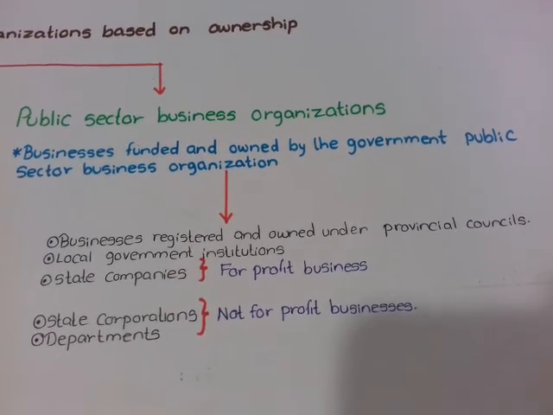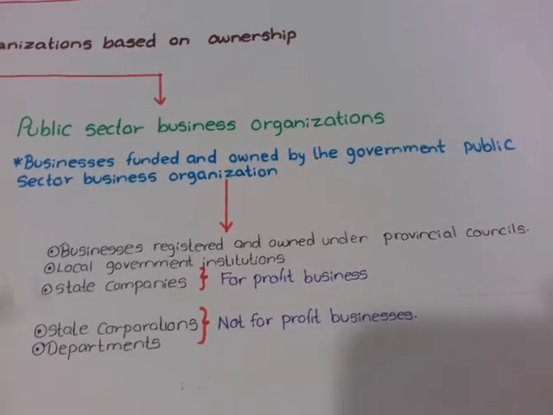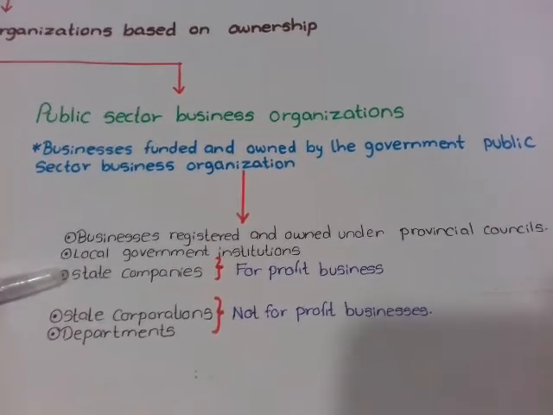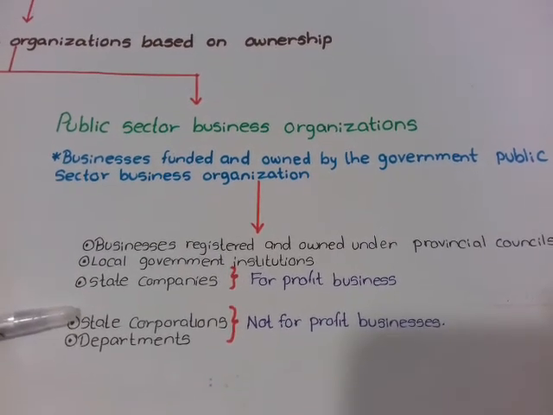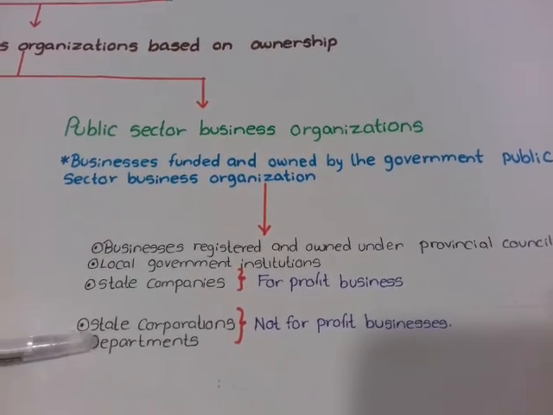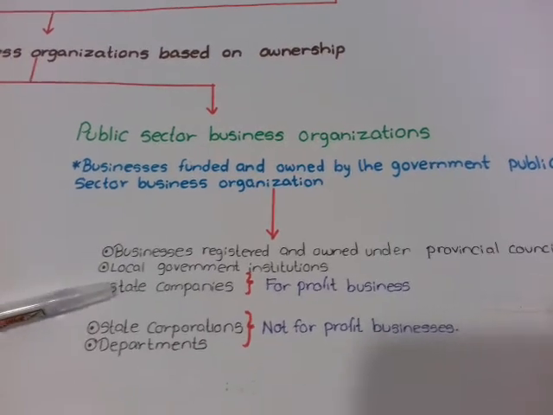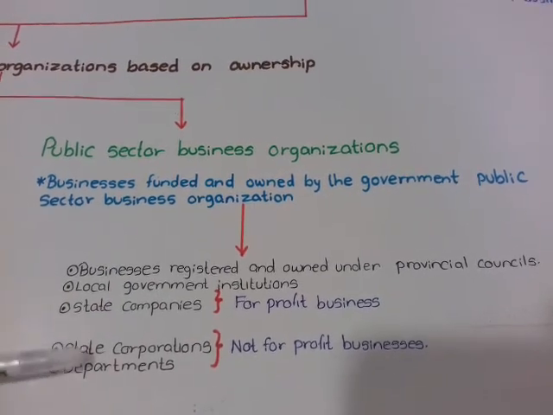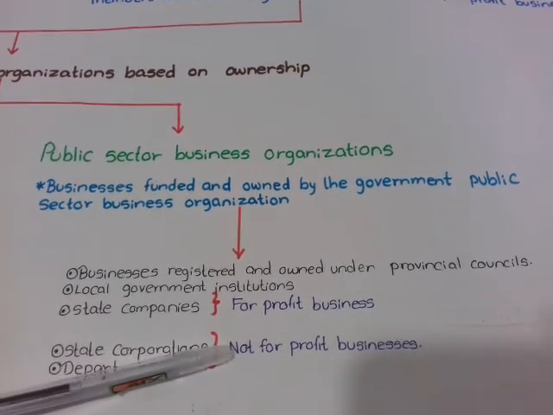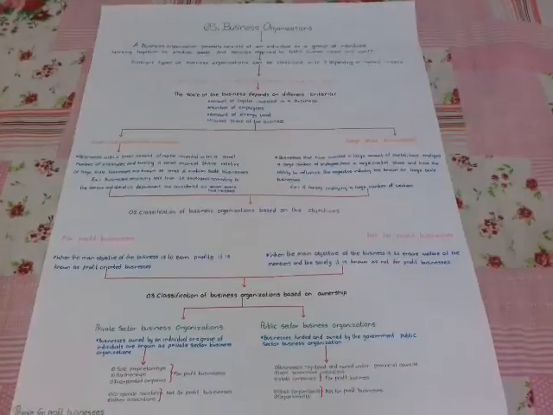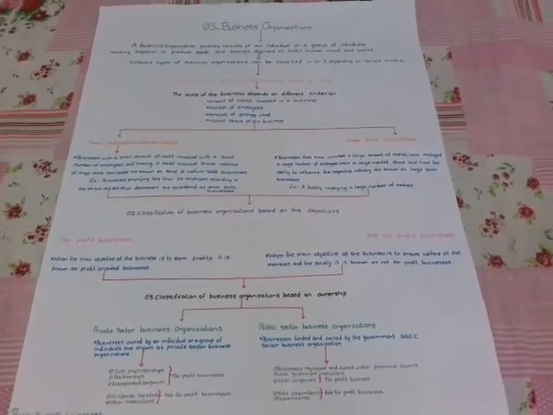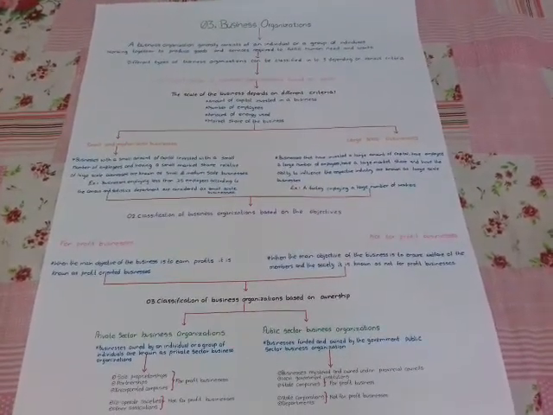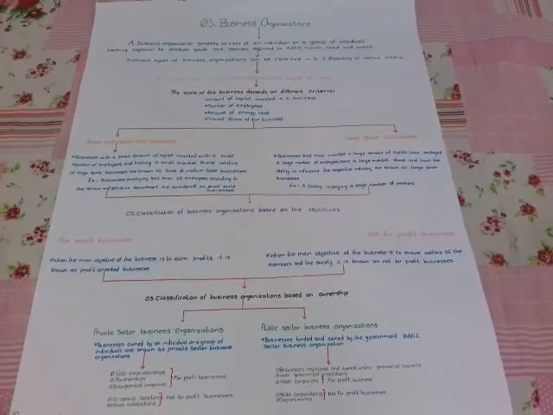Businesses registered and owned under provincial councils and local government institutions, state companies, state corporations and departments. So here also you can see state companies are for profit and state corporations and departments are not for profit. So there you see, we learned all the three classifications from just this chart. So I hope you understood everything I taught you.